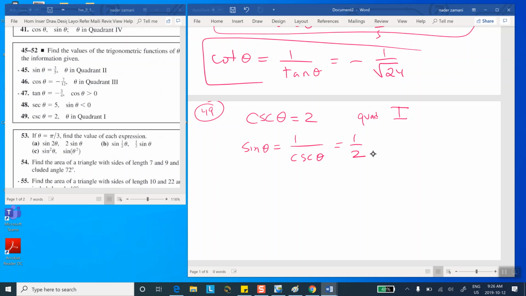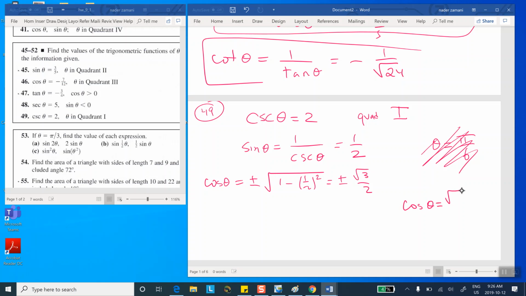Now, by the way, I can do the problem from this point on, realizing that theta must be pi over 6. I can proceed knowing that, but I'm not going to do that. I'm going to pretend that I don't know this. Okay, so we have cos theta equal to plus or minus square root of 1 minus 1/2 squared, and this is going to be plus or minus root 3 over 2. But we are in quadrant 1, cosine is positive, so cosine of theta is root 3 over 2.